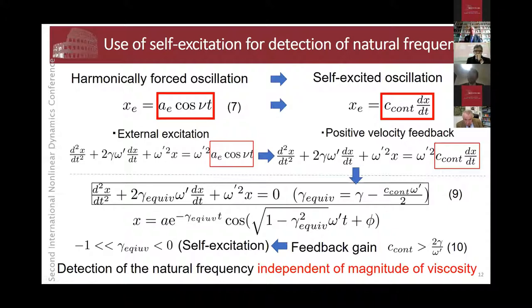To produce the self-excited oscillation, we apply the velocity feedback as equation 8. Then the equation of motion is expressed as equation 9. In the case when gamma equivalent is negative and its magnitude is very small, the response frequency of the self-excited oscillation is the natural frequency of the resonator.